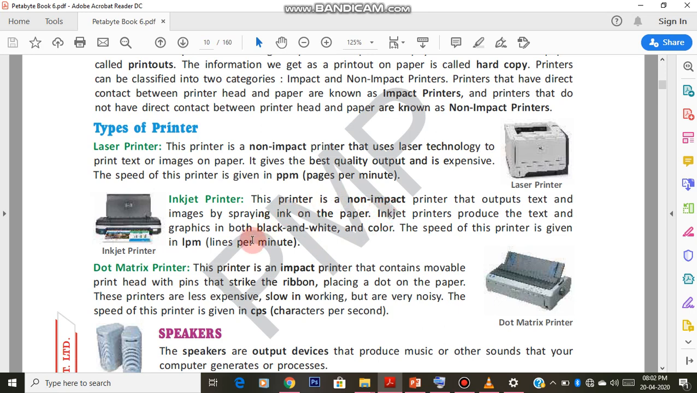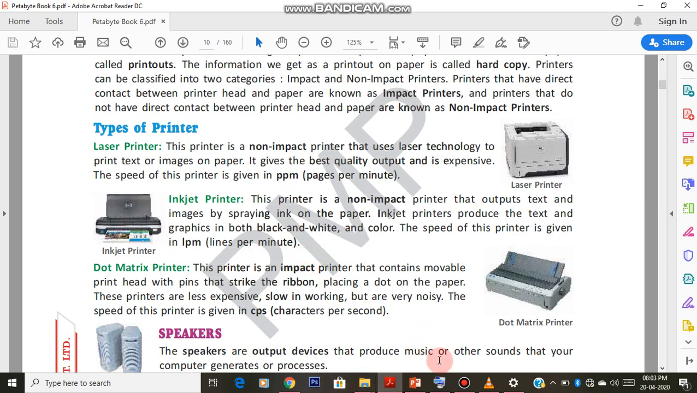But an inkjet printer is a little bit slow compared to a laser printer. So the speed of the inkjet printer is measured using lines per minute. How many lines it will print in a minute. As it is slower than a laser printer, the speed of the inkjet printer is counted using lines per minute, how many lines of text are printed per minute. Here pages per minute, here lines per minute.